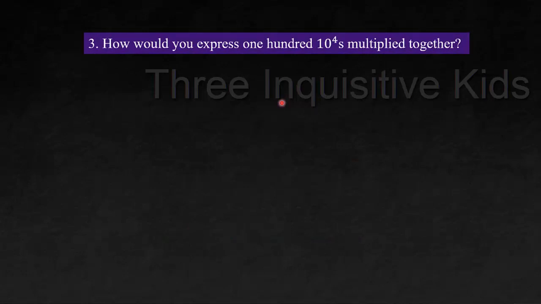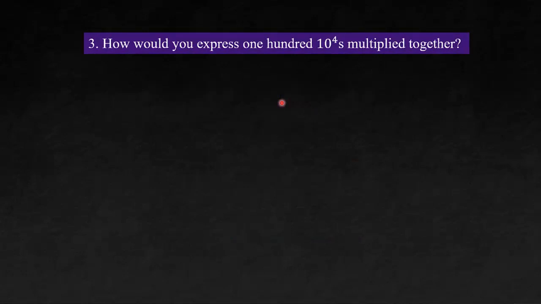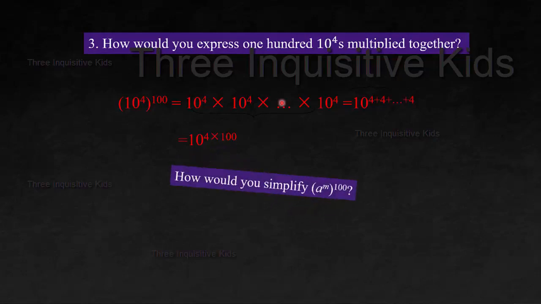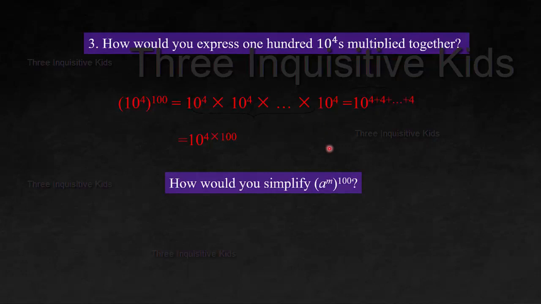3. How would you express 10 to the 4th power multiplied together 100 times? What you have to do is write 10 to the 4th power, put parentheses around it, and then add the 100th power. So this is how you prove it. And how would you simplify a to the nth power to the 100th power? Think about it. This is basically the same thing as 10 to the 4th power, but it's replaced with a and m. So in the end you would get a to the 100m power.